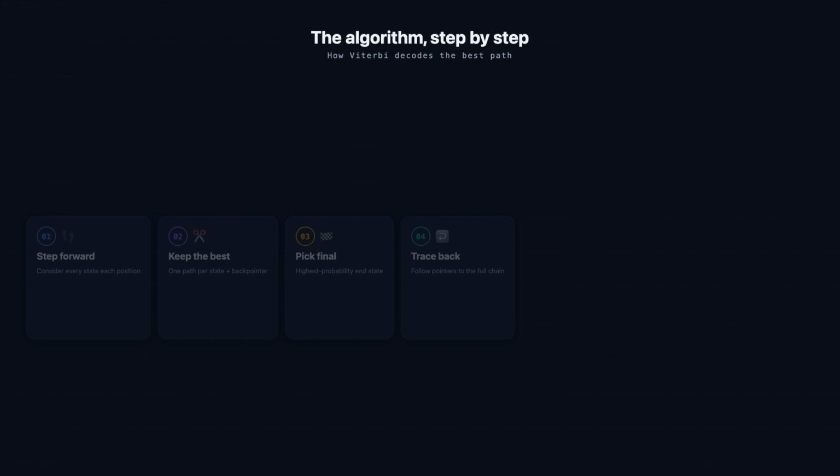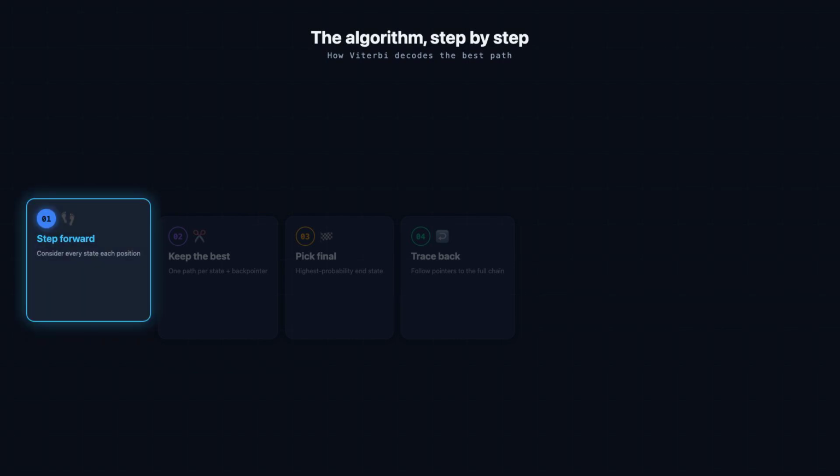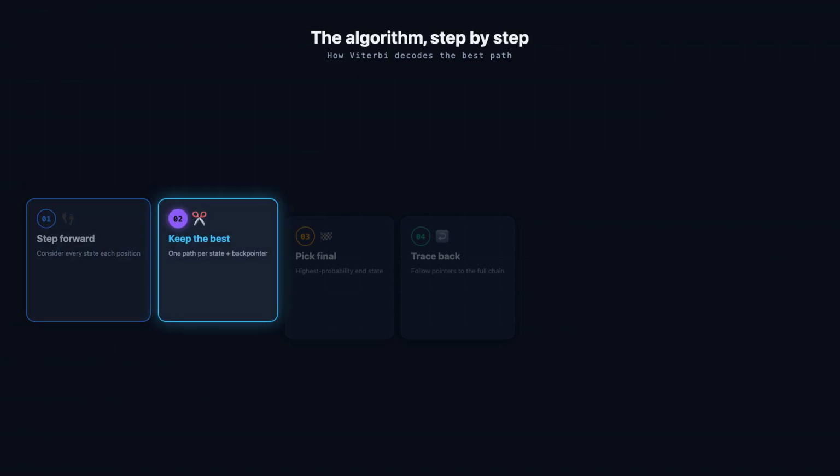Walk through the algorithm one step at a time because the whole trick lives in what it keeps and what it throws away. You move through the sequence step by step, one observation at a time. At each position you consider every possible hidden state that could have produced what you just saw, and you carry forward the running probability of arriving at each of them. Now the key move. For every state at this step, you keep only the single best path that reaches it, along with a backpointer noting exactly where that path came from. All the weaker paths into that state get discarded, because if a path into a state is already losing, extending it further can never make it win.